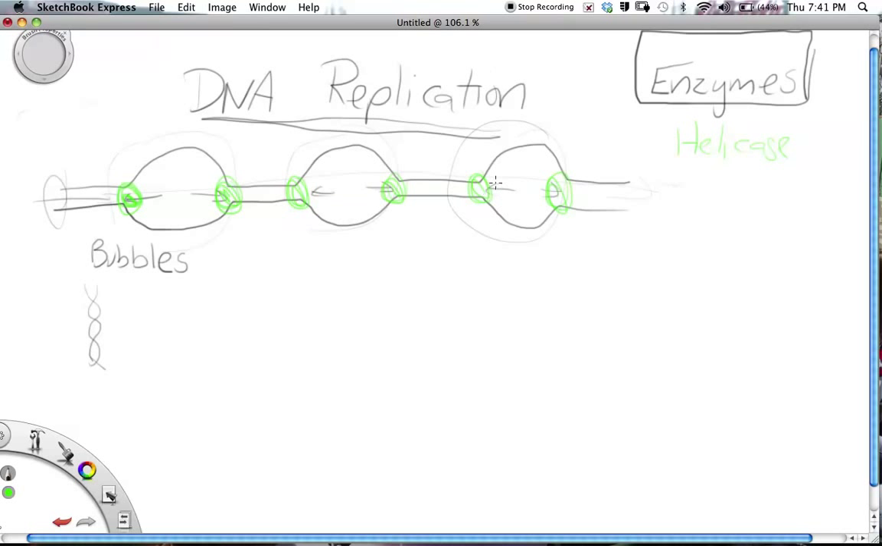And it creates what's known as a replication fork. And this is going to be moving this way, that way. Helicase can move in all directions. And it doesn't matter, it'll just attach in one location. So if it attached here, it would start moving this direction and create replication.